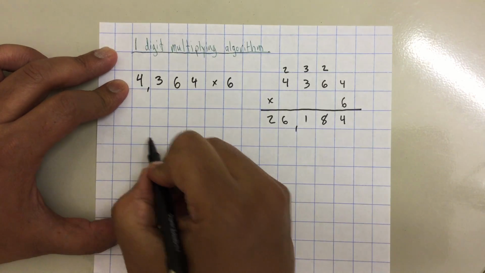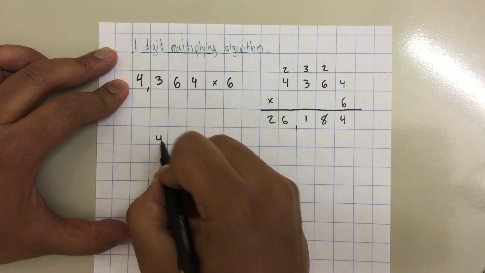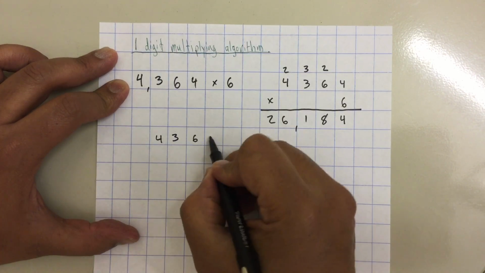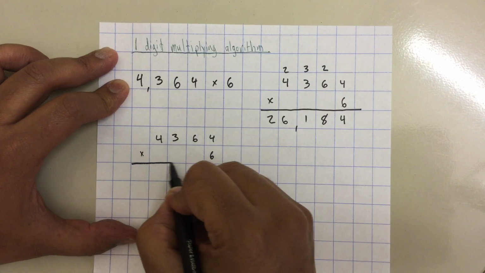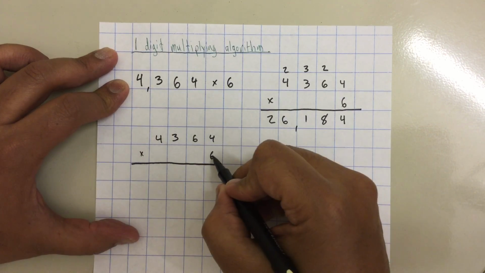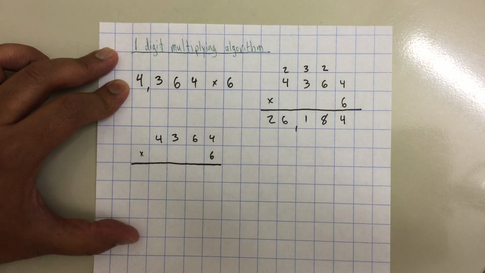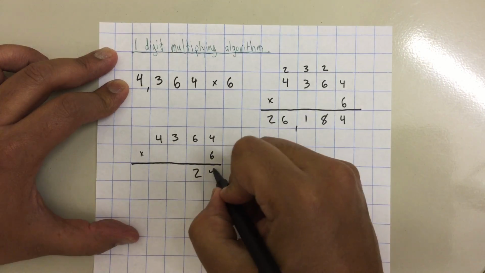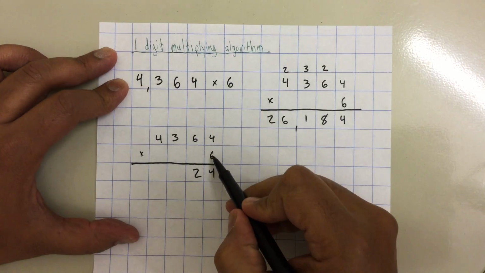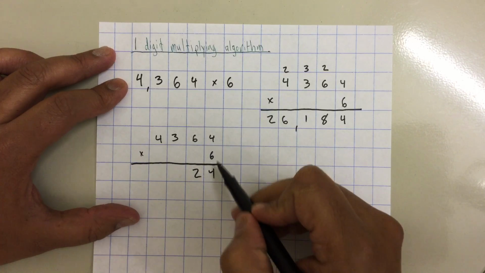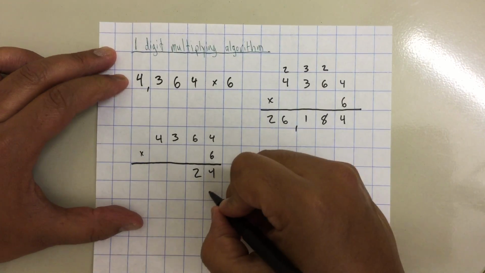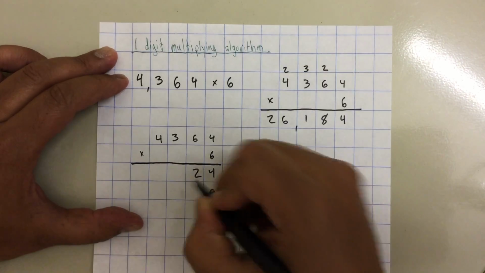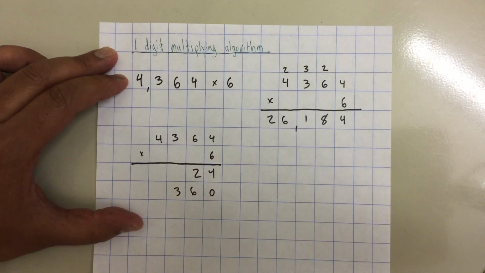So what we're doing right now is something a little bit more like this. 4,364 times 6. Still looks the same. But when we do our 6 times our 4 in the ones place, we just write down that 24. Then when we go to the 6 times the 6 in the tens place, we say 6 times 6 is 36. It's in the tens place. That means our tens needs to have a 0 before we write that 36.